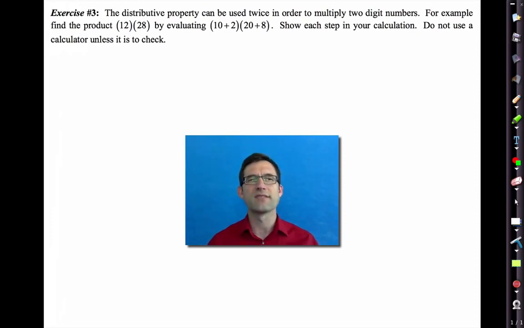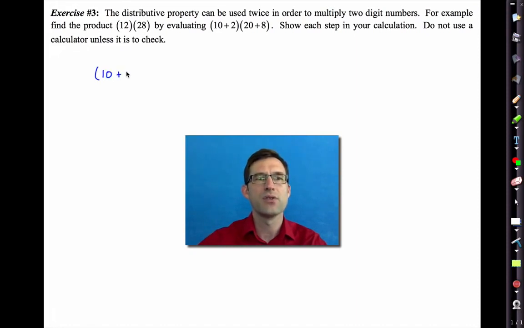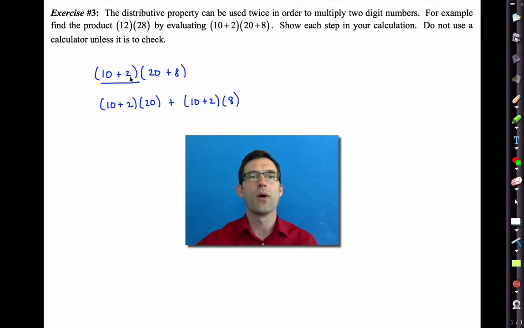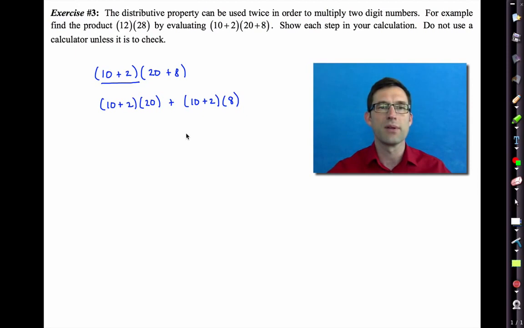So let me show you how that's done. We're going to do 12 times 28, and we're going to evaluate it by thinking about the 12 as 10 plus 2, and thinking about the 28 as 20 plus 8. Now at first I'm going to treat this as one whole thing. In other words, I'm going to have 10 plus 2 times 20, and then I'm going to have 10 plus 2 times 8. So I'm multiplying the 20 by 10 plus 2, and I'm multiplying the 8 by 10 plus 2. And yes, I know 10 plus 2 is 12.